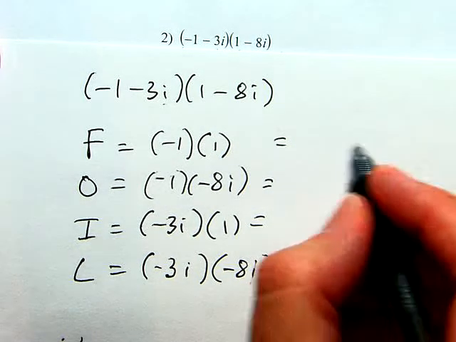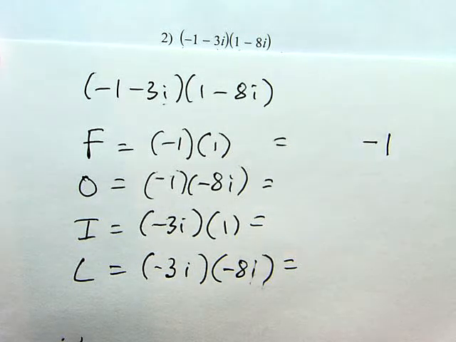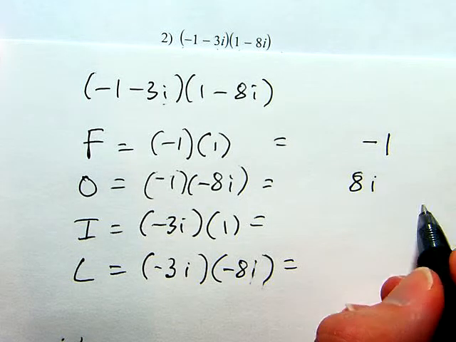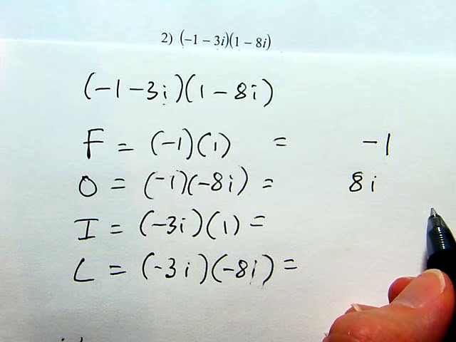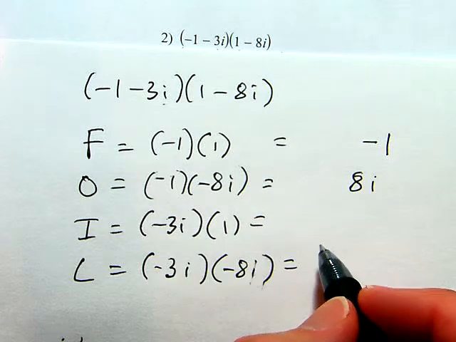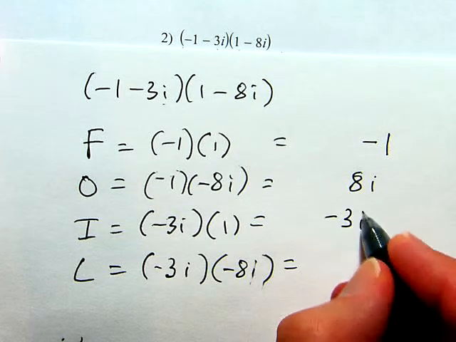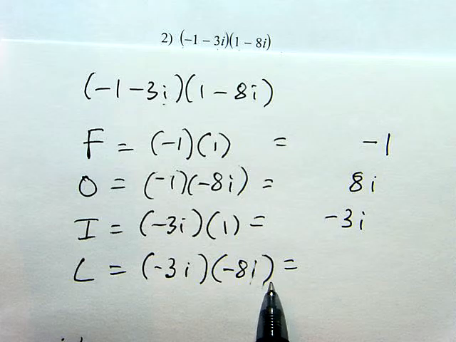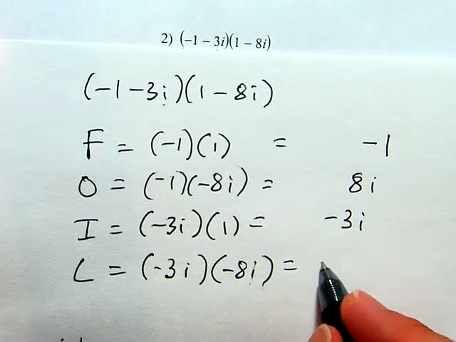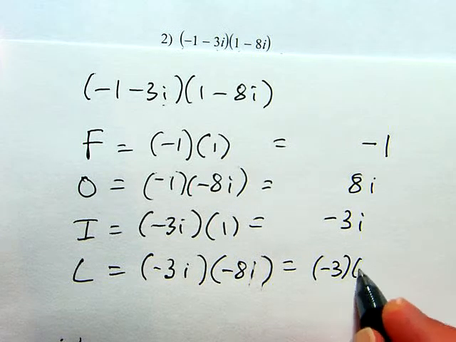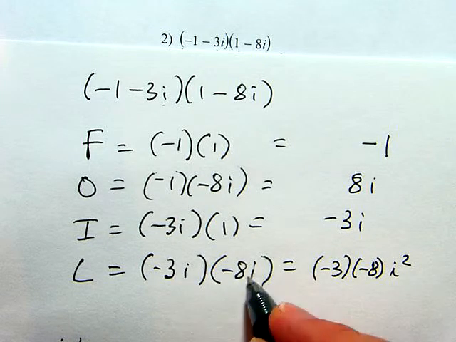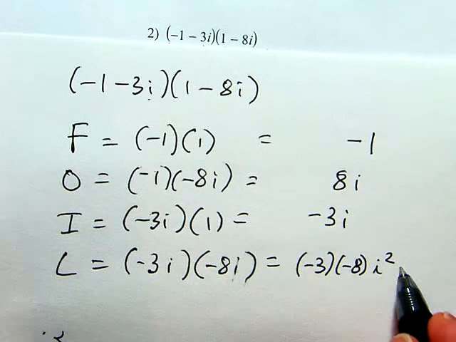Negative 1 times 1 is negative 1. Negative 1 times negative 8i is positive 8i. Negative 3i times 1 is negative 3i. And negative 3i times negative 8i is the same thing as negative 3 times negative 8 times i squared, because we just multiply i times i. Well, let's figure out what this is.